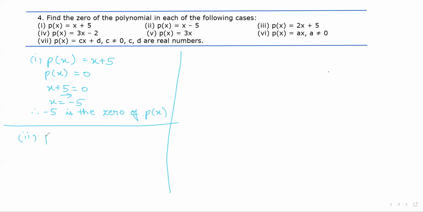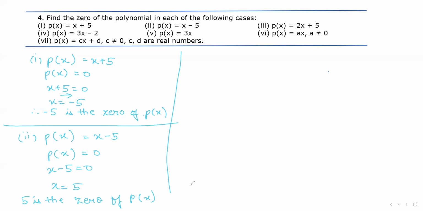Second, P of x is equals to x minus 5. So you equate P of x with 0. X minus 5 will be equal to 0. Your x value will be equals to 5. Therefore, 5 is the 0 of P of x.